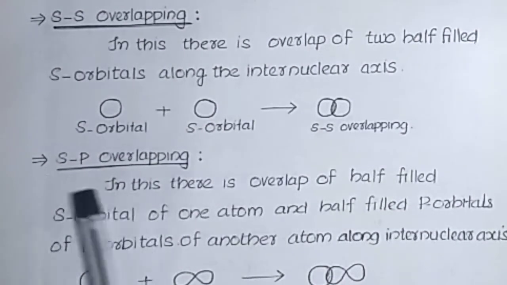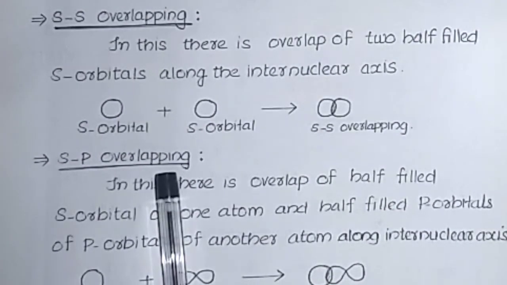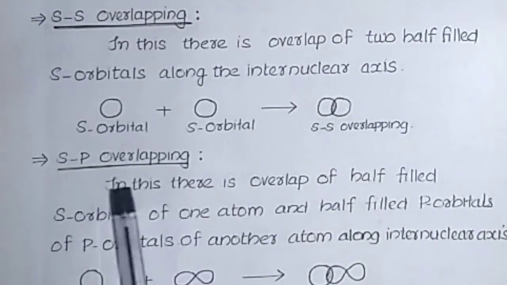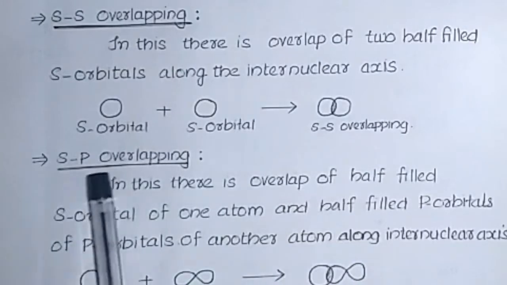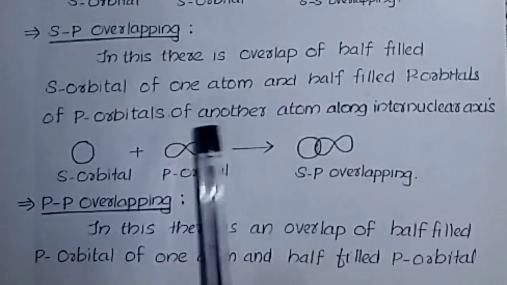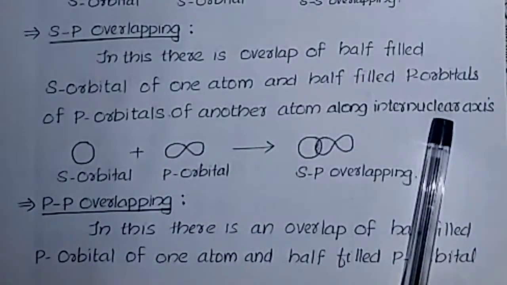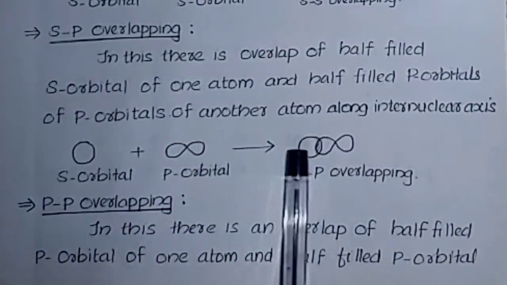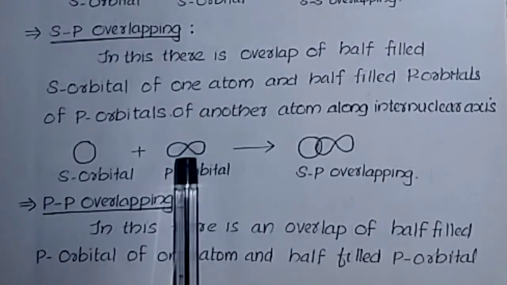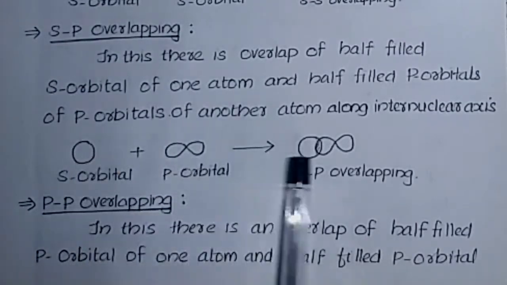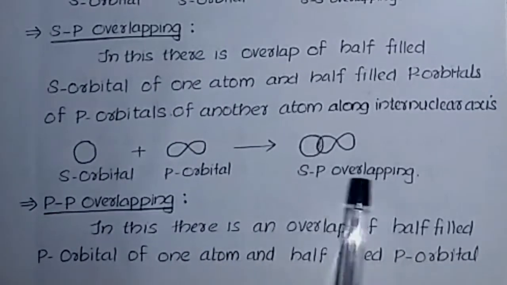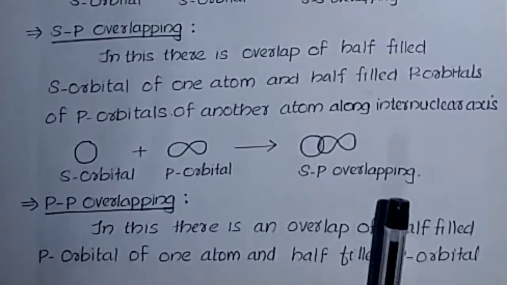Then the next one is SP overlapping. What do we mean by SP overlapping? In this, there is an overlap of a half-filled s orbital of one atom and a half-filled p orbital of another atom along the internuclear axis. Through this axis, the s orbital and p orbital come closer to each other and overlap here. This type of overlapping is known as SP overlapping.